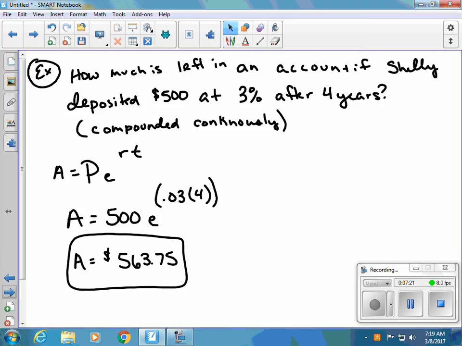You could do the reverse of this. We've done that before. I'm not too worried about that. Otherwise, this is how we use our E button to represent a continuous growth factor or decay factor.